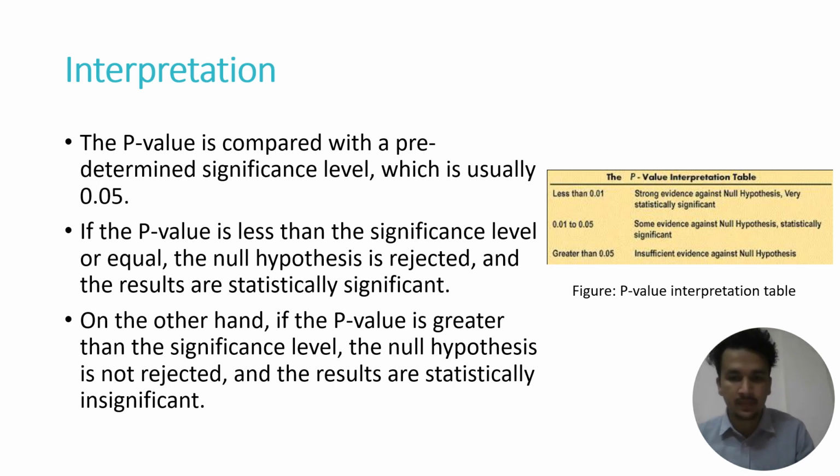The table shows the p-value interpretation while comparing with the significance level of 0.01 to 0.05 or greater than 0.05.